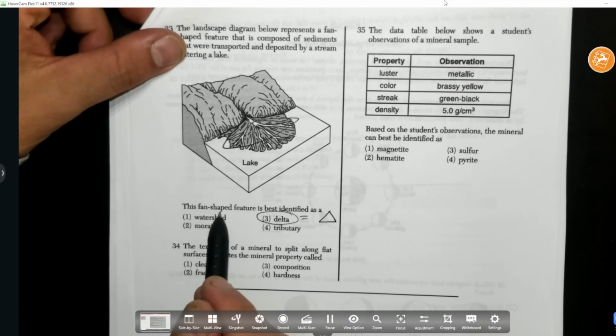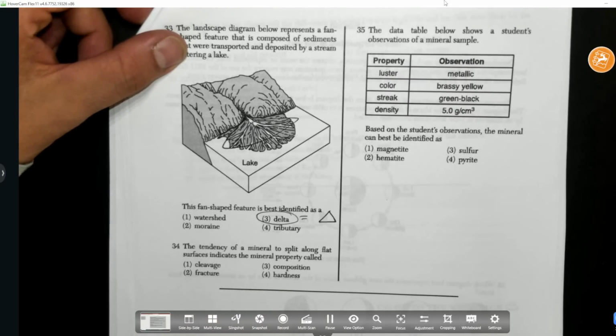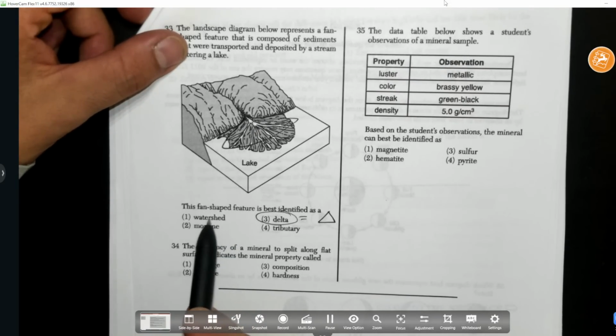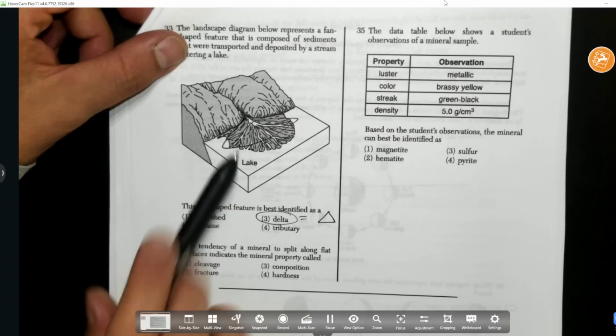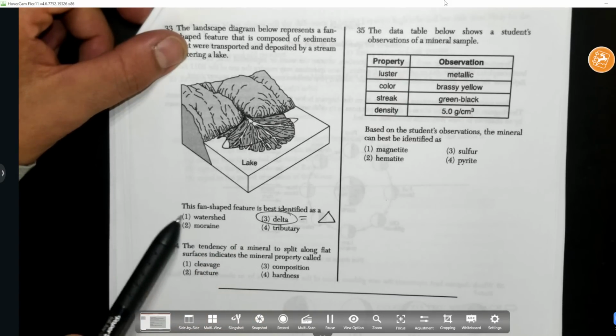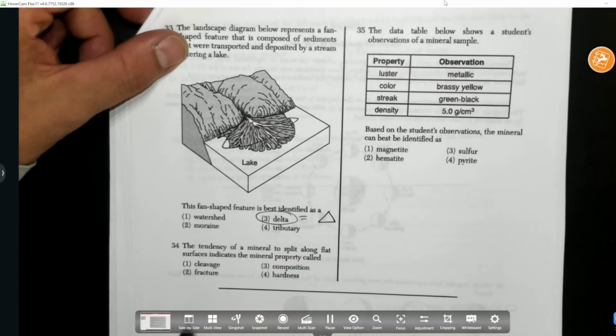What are watersheds? Watersheds are areas that dump out their water into a certain spot. So this is not a watershed. This is part of a watershed. Right? This is where it gets dumped out, but not the area that filled that up.